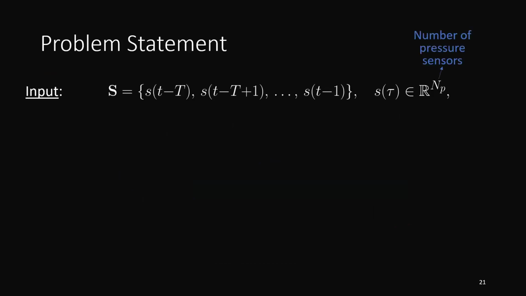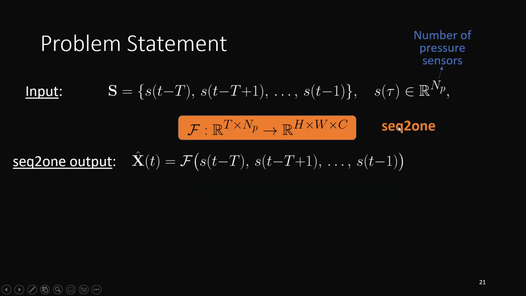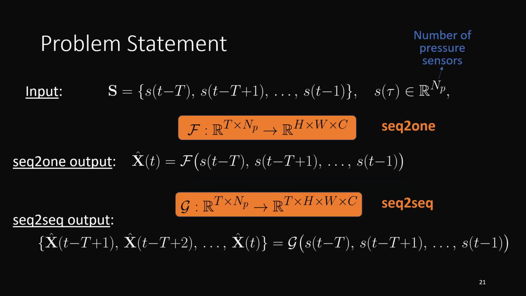So here's a problem statement mathematically. We have our sensor inputs, which is just a historical series of wall pressure inputs, and we use n_p to denote the number of pressure sensors that we use. The sequence-to-one formulation is, just as before, we have a historical sequence, and it predicts one PIV frame in the future. For the second, the sequence-to-sequence model, it's pretty obvious why. We have a sequence of historical pressure sensors, and we try to predict a time-shifted version of the PIV latent evolution. For the rest of the presentation, I'm just going to focus on the sequence-to-one.